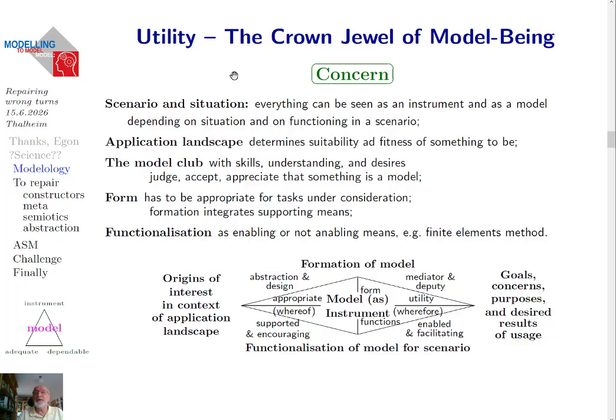For this reason, we say, okay, fine, utility and the potential usefulness is the crown jewel of model being. That means we should start with why we want to use this and not another model. We could start with a scenario and situation, characterize the application landscape, characterize who will be the user, with which attention, which perspectives, which expectations. We should specify proper form, and we should support the model by a proper set of functions so that we can use this model in our situation and especially in our scenario so that it functions well.